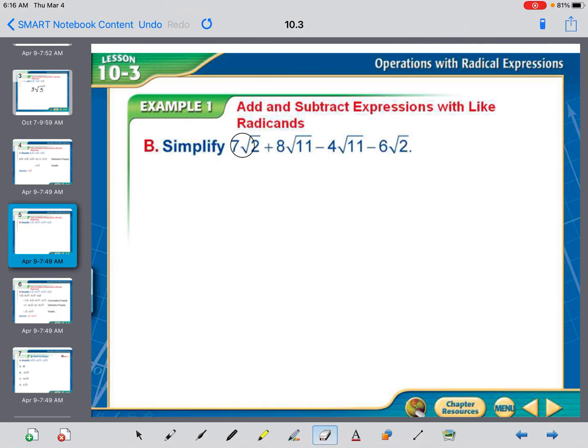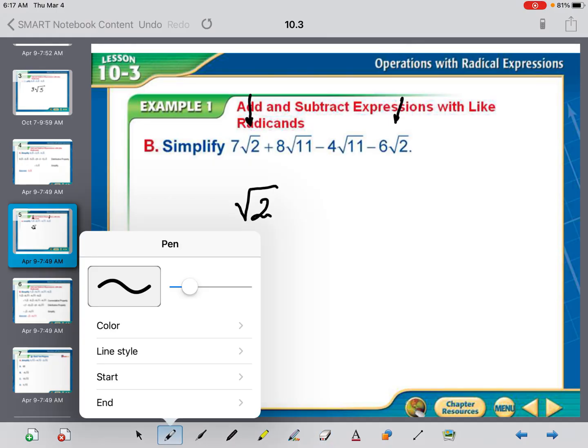As you look at this one, you should see that the square root of 2, 7 of them, but the square root of 2, this radical, is like this radical. But it's not like these two. But they are alike. So, thinking about order of operations, let's work with the pieces that are alike in our addition and subtraction. So what is 7 times the square root of 2 minus 6 times the square root of 2? Well, we keep the radical. Those are like radicals. Keep the radical. And what is 7 subtract 6? 1. So I'm just going to leave it written the way I already have it written.